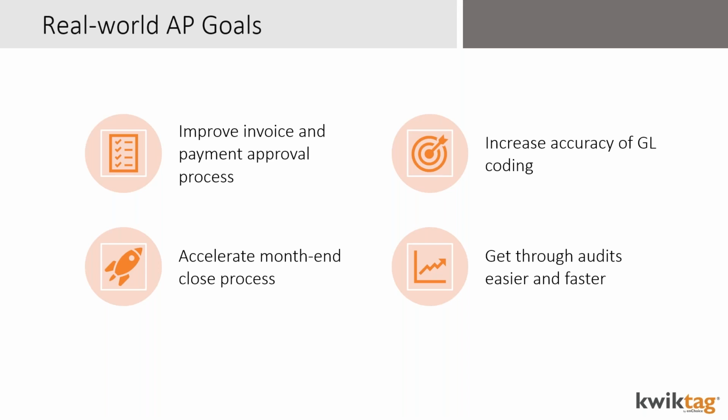To the right, you see increase accuracy of GL coding. Now, we're all human, right? Anybody can fat finger and miskey something, that happens. But in this particular organization, they had a challenge to control the GL codes that were even being available for their AP staff to enter.